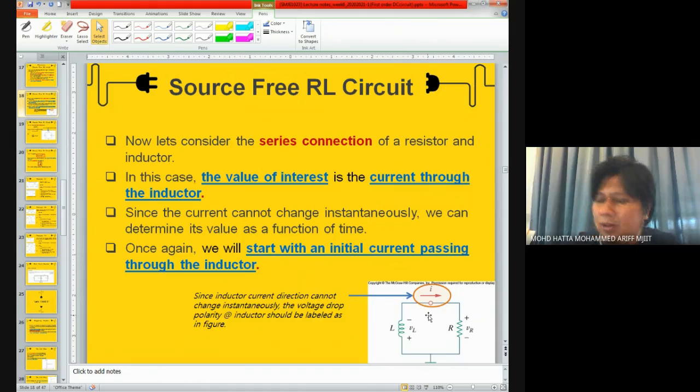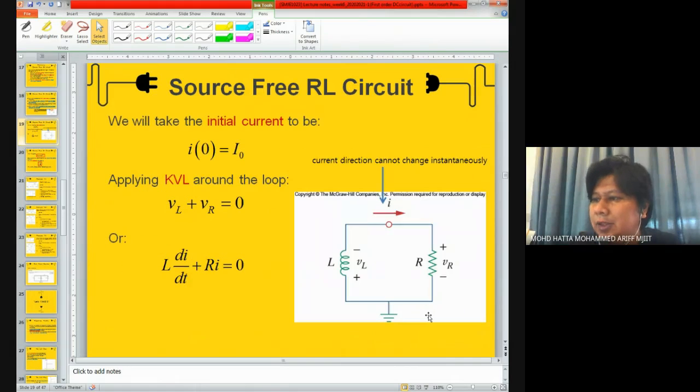So this is for the inductor. You need to set up a circuit which looks like this. And starting from here, you apply KVL around the loop using the definition of voltage drop. So here we have VL plus VR equal to 0. And remember that earlier I mentioned the equation to calculate voltage across the inductor. It is given by L di over dt. Have a look at the summary that I put earlier.